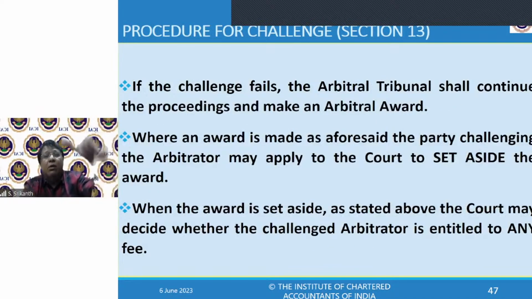Then what happens? The party can apply to the court to set aside the award. That is all. There is no appeal. This is not an appeal. This is an application to set aside.